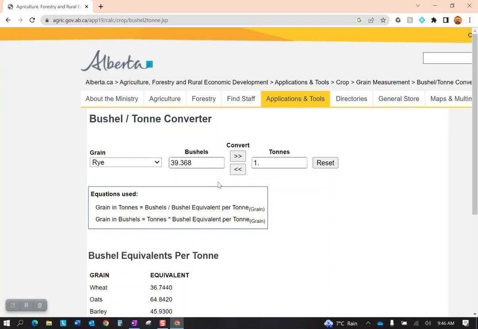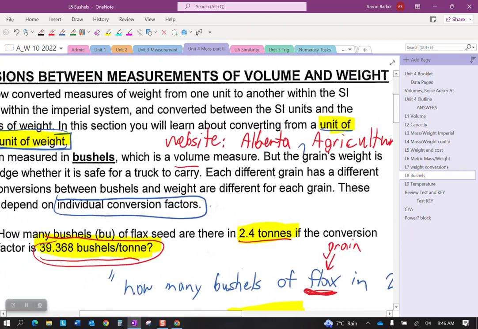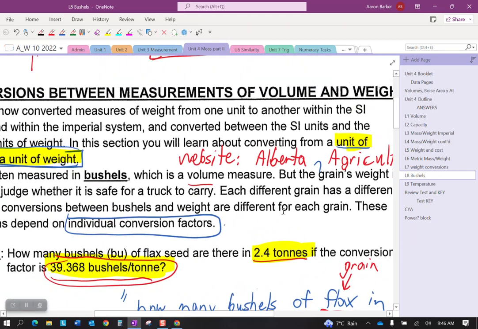Any questions on how to use this? It's pretty nice for you. So let's go do a couple examples then. Okay. So here we're looking at flaxseed. Flaxseed is 39.368 bushels per ton, and it's 2.4 tons. So we don't need to worry about the 39.368 bushels. We just need to know that it's flaxseed. Okay, you're dealing with flax, and it's 2.4 tons.